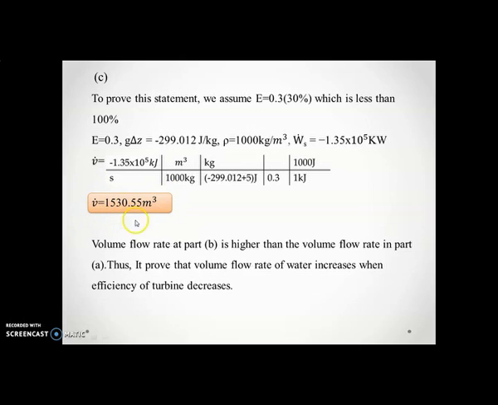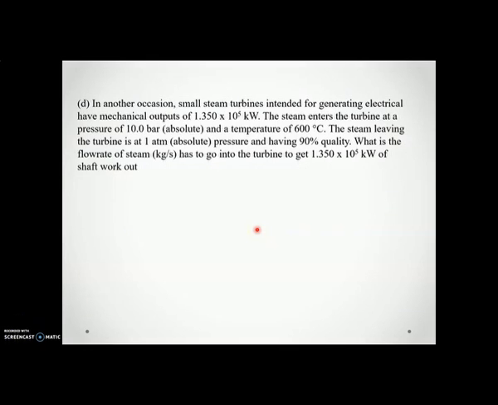As the volume flow rate at part B that we get is actually higher than the volume flow rate in part A, it proves that the volume flow rate of water increases when the efficiency of the turbine decreases. So now let's move on to part D of the question.